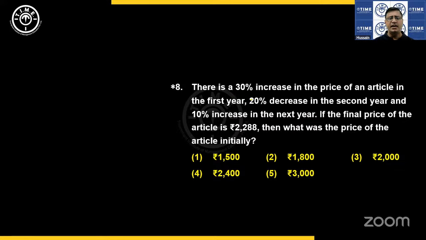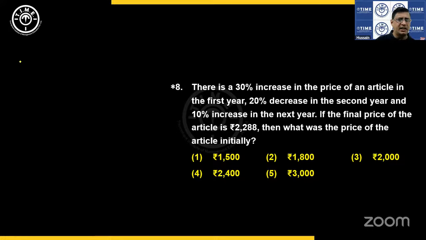There is a 30% increase in the price of an article in the first year, a 20% decrease in the second year, and a 10% increase in the next year. If the final price of the article is 2288, then what was the price of the article initially?